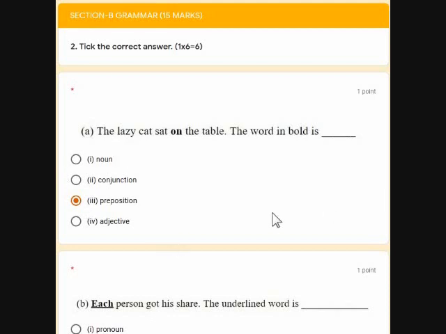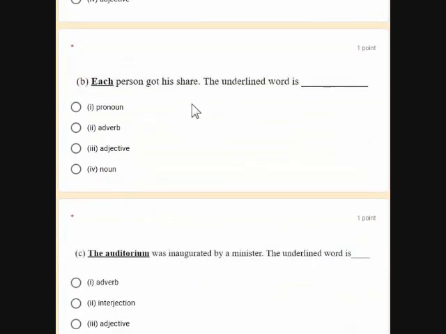Now let's see number B. So here it is written, each person got his share. The underlined word is. So the underlined word is an adjective. So why? Because an adjective modifies a noun. So here as we can see, the adjective is modifying here the noun.